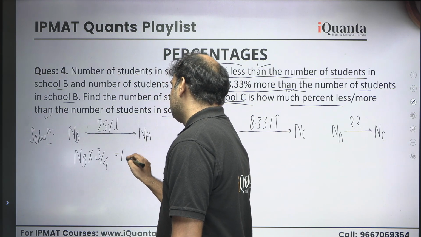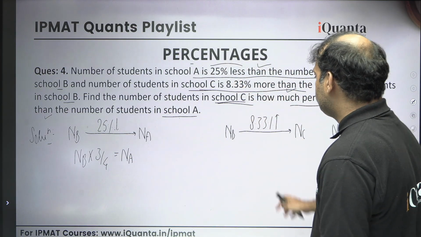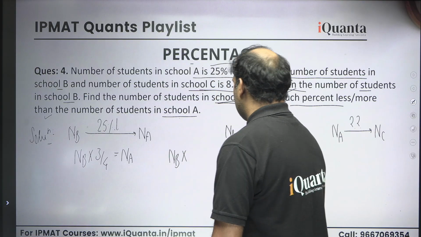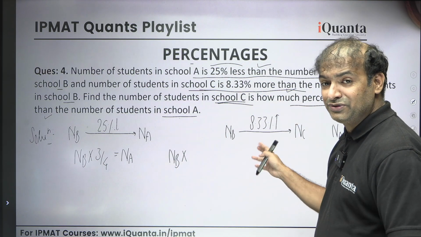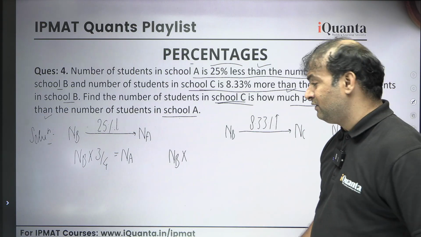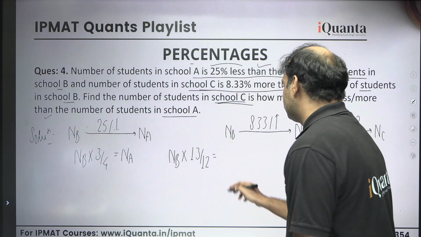Is the students in school A. This one, 8.33 increase. By the way, what is 8.33 in fraction? In the last question we used the same. It was 1 by 12, right? So increasing, 1 plus 1 by 12 is 13 by 12. All right. The final one is the students in school C.